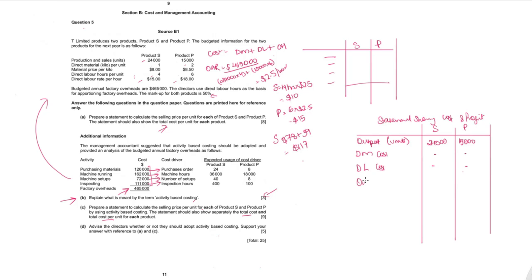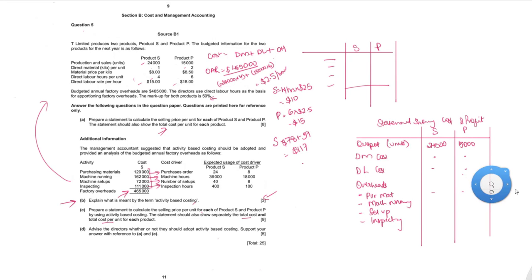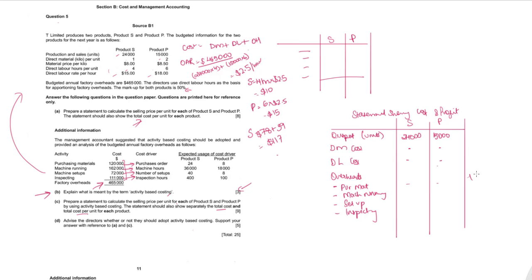And then it comes to overheads cost. So under overheads cost, what you could do is you could say 4 types of overheads: purchasing material, machine running, machine setup, and inspecting. And how will you divide these between the products based on their usage of the cost driver or usage of the activity? For example, purchase material cost overall is 120,000. Now this 120,000 purchasing materials, the main driver that drives this cost is the number of orders made or number of purchase orders that were made.